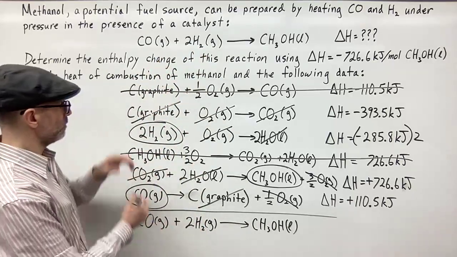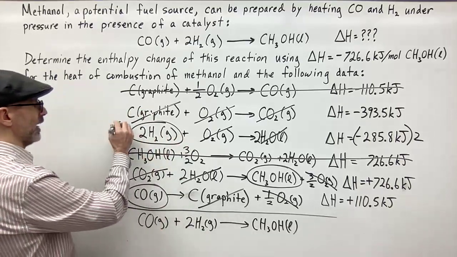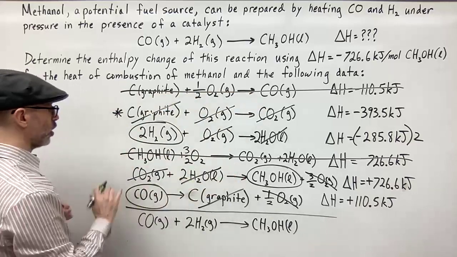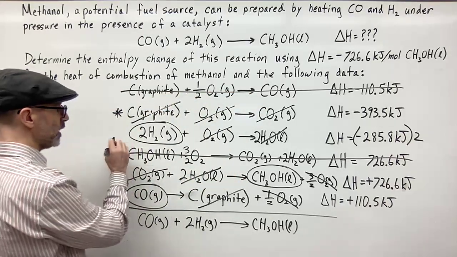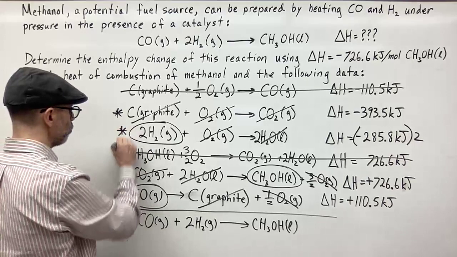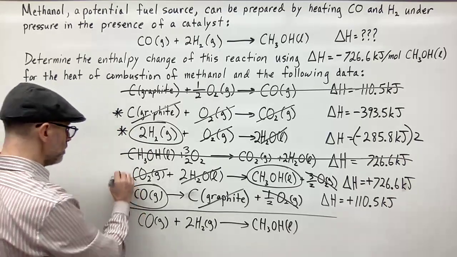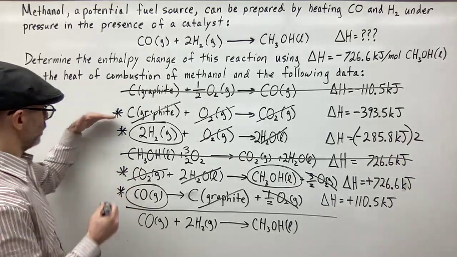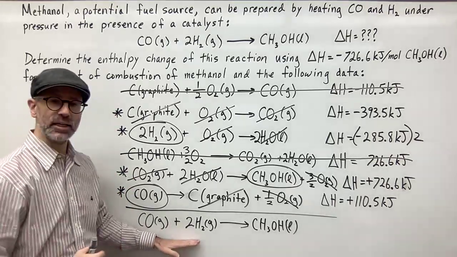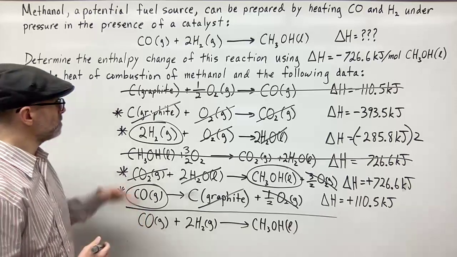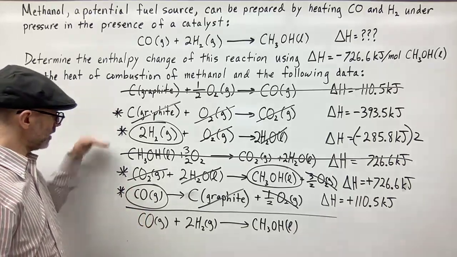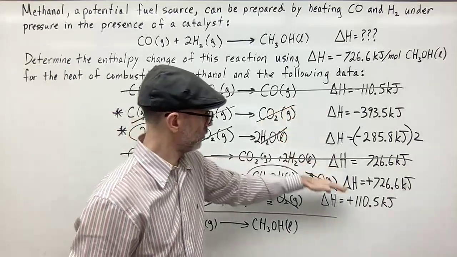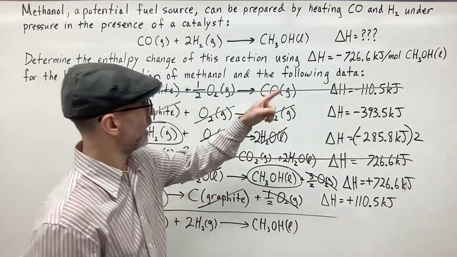So, now let me put stars by the ones that I added together just to make it clear. So this one I added together. The ones that are crossed out are gone. I already manipulated those. So this one I added together, this one, and this one. So these four equations added up equal this one. According to Hess's law, since I added these equations together to give me this one, I can add the enthalpies together to get the enthalpy that they want here.